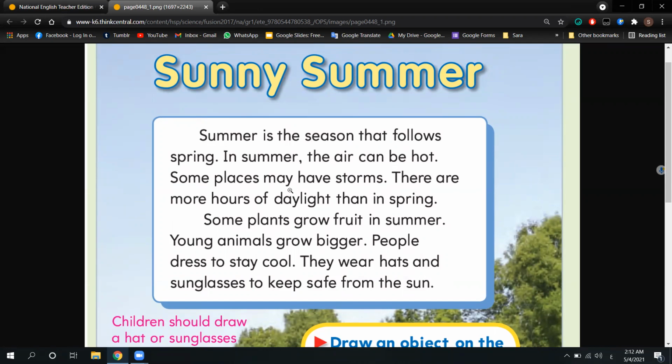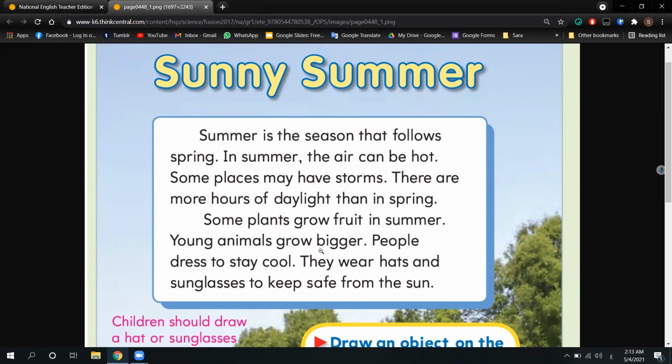Some places may have storms. In some places you can find storms, but the weather can be very, very hot. And there are more hours of daylight than in spring. So you feel like the daytime is longer than the nighttime. Some plants grow fruit in summer. They start growing during spring, and when summer comes, some plants grow fruit. So they become plants that we can take fruits from.